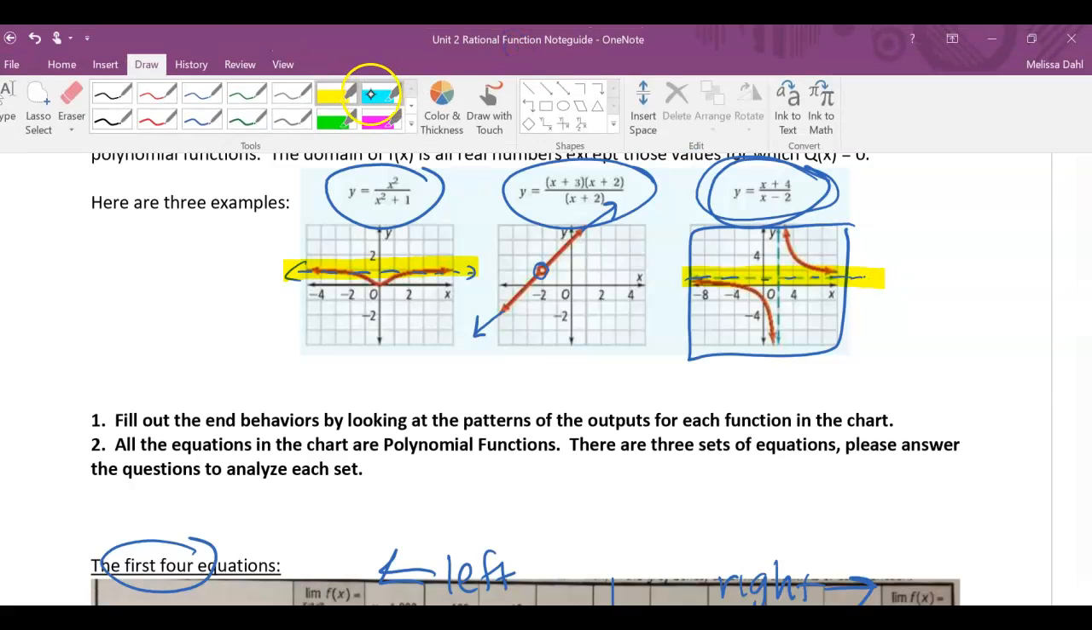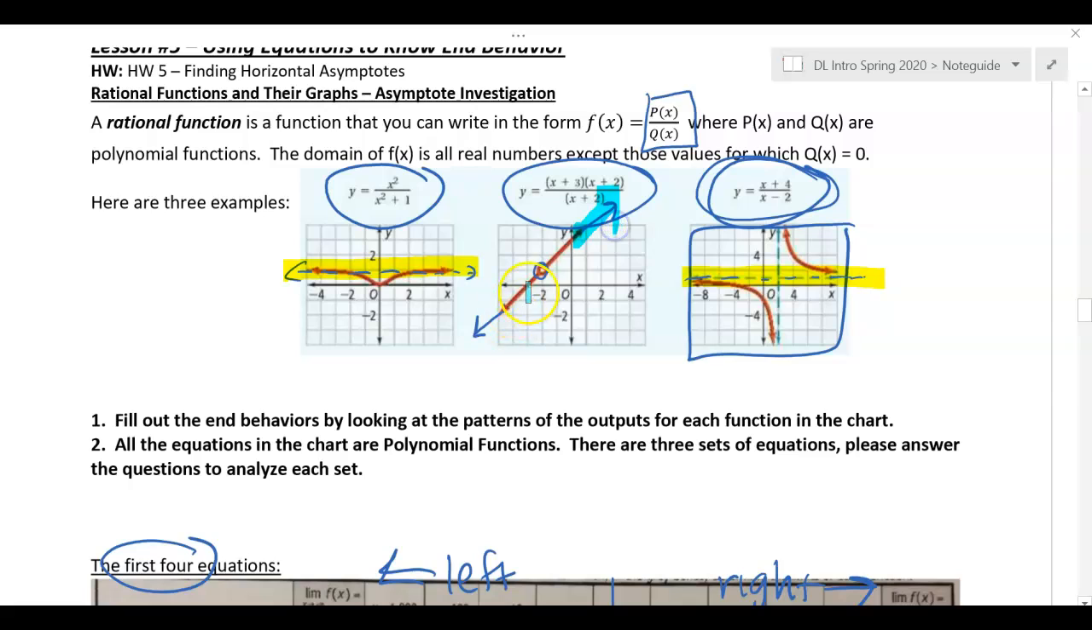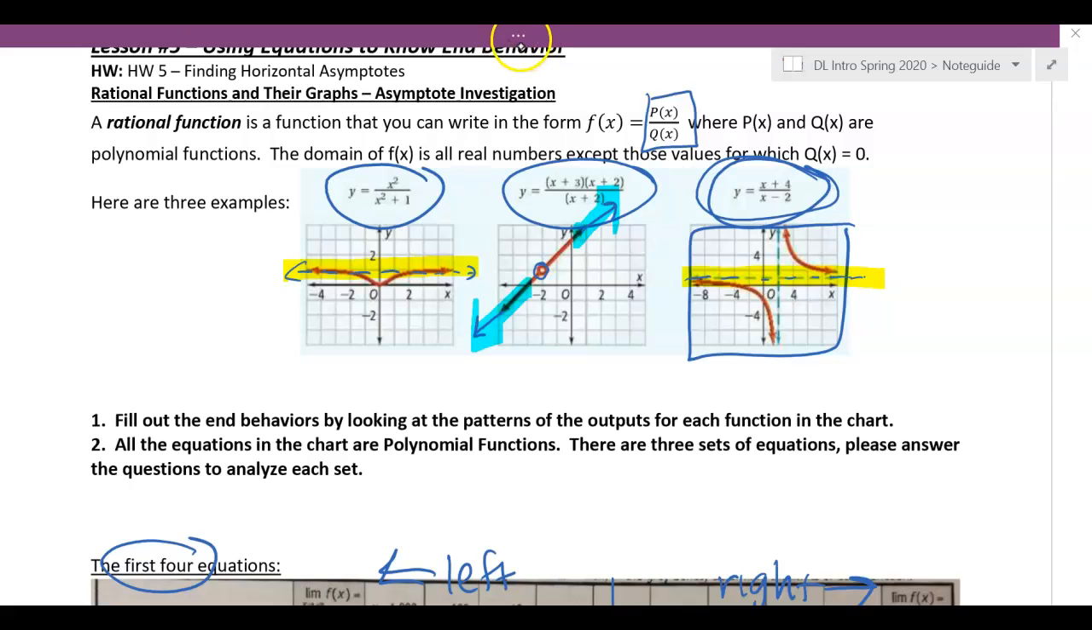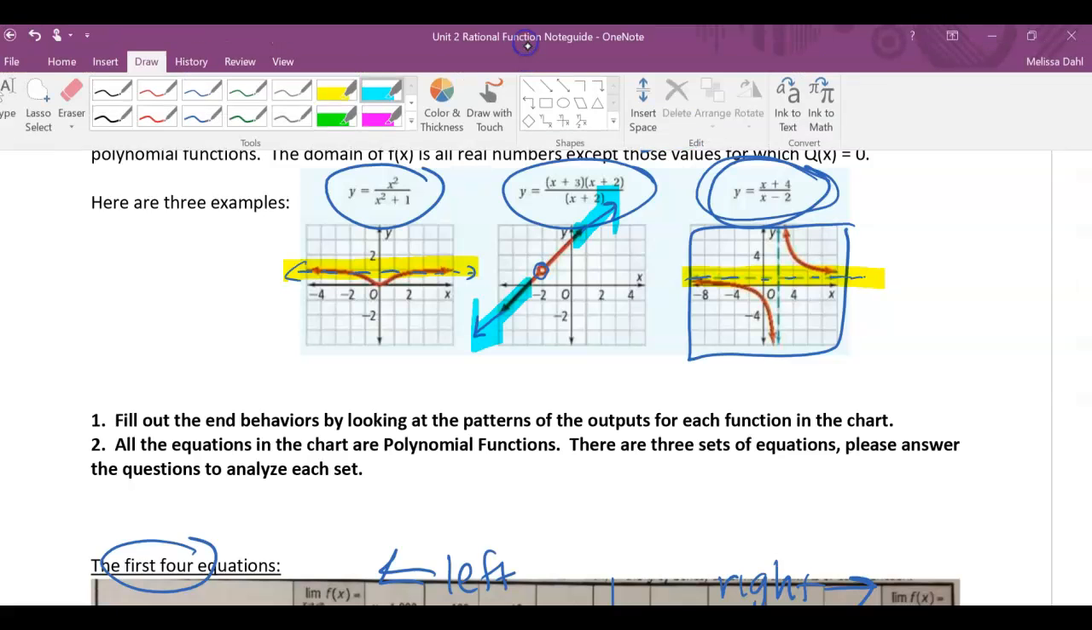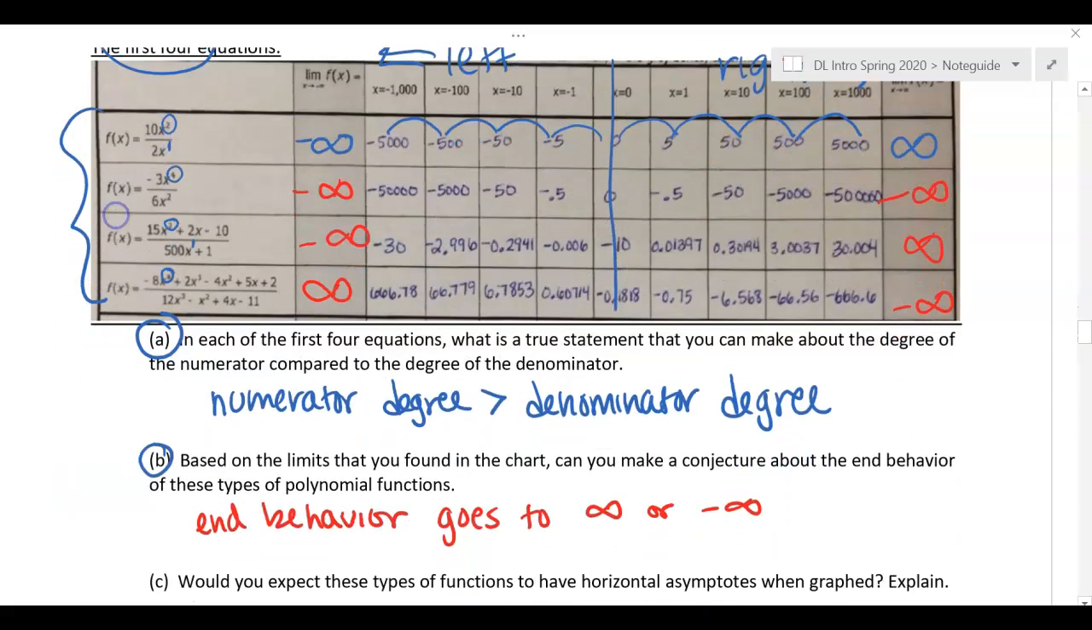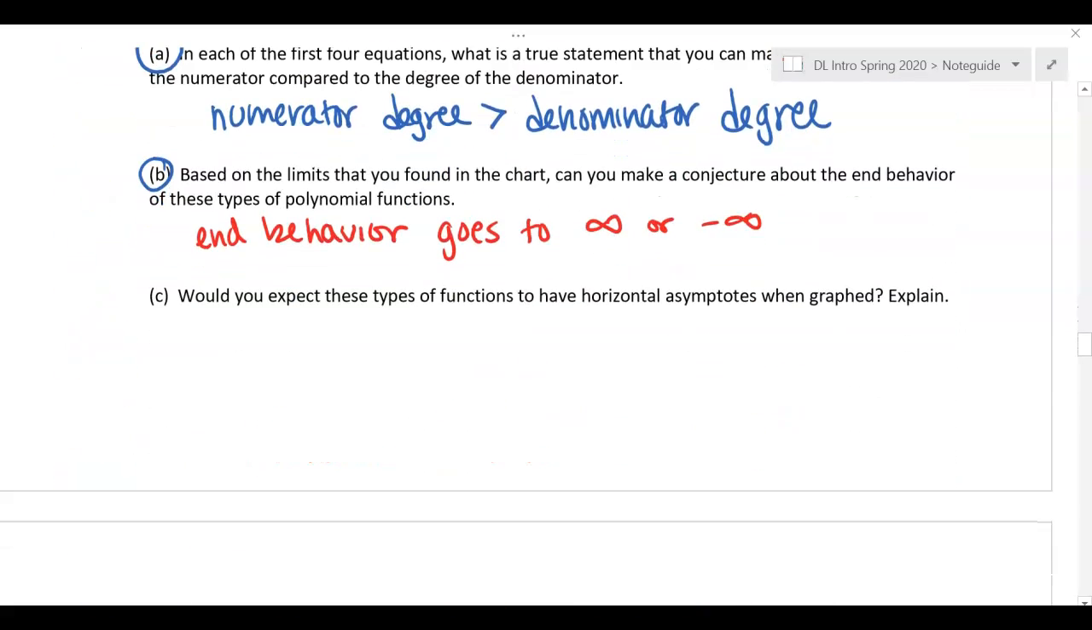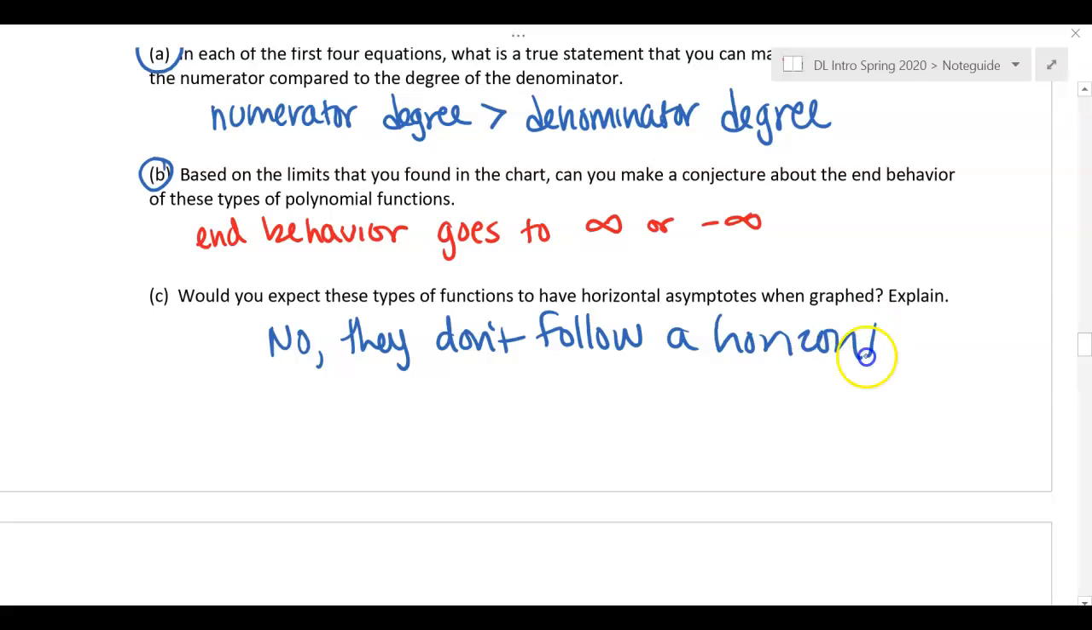The one picture here that had end behaviors going towards infinity and negative infinity, I wouldn't expect there to be any horizontal asymptote there because the ends are not ending like a horizontal line to follow, so I don't need a horizontal line to follow. So because the end behaviors of this function are going towards infinity and negative infinity, when it asks me if I would expect them to have horizontal asymptotes when graphed, I would say no. And again, the reason is they don't follow a horizontal line at the ends.